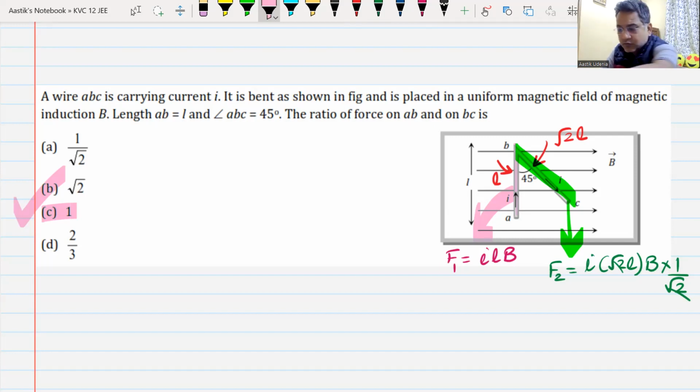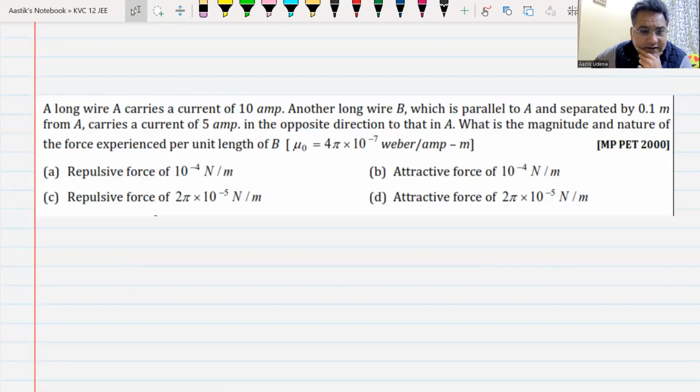This question, I hope I can get a quick answer for this one. These are the type of questions that are coming in the exam these days. And here is the question. A long wire A carries a current of 10 ampere. Long means infinite. Another long wire, infinite, parallel to A, separated by a distance of 0.1 meters from A, carries a current of 5 ampere in the opposite direction. What is the magnitude and nature? Nature, you can straight away tell me. Will it be attractive or will it be repulsive?